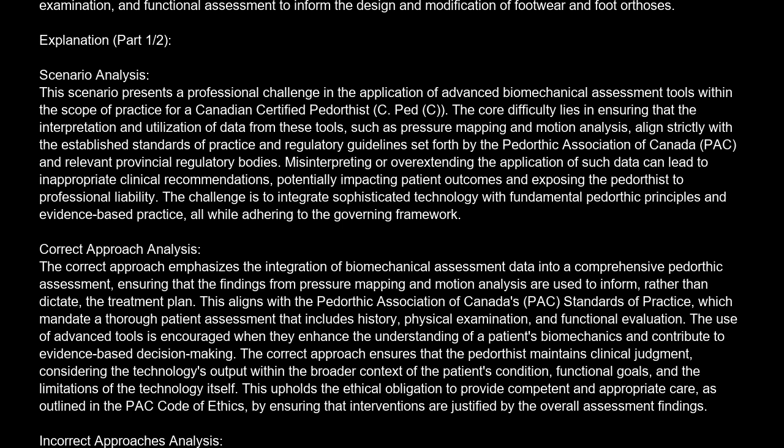The use of advanced tools is encouraged when they enhance the understanding of a patient's biomechanics and contribute to evidence-based decision-making. The correct approach ensures that the pedorthist maintains clinical judgment, considering the technology's output within the broader context of the patient's condition, functional goals, and the limitations of the technology itself. This upholds the ethical obligation to provide competent and appropriate care, as outlined in the PAC Code of Ethics, by ensuring that interventions are justified by the overall assessment findings.